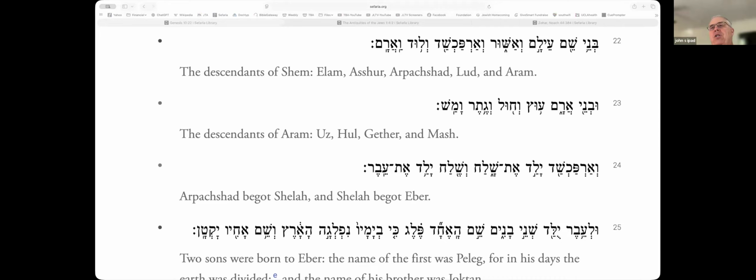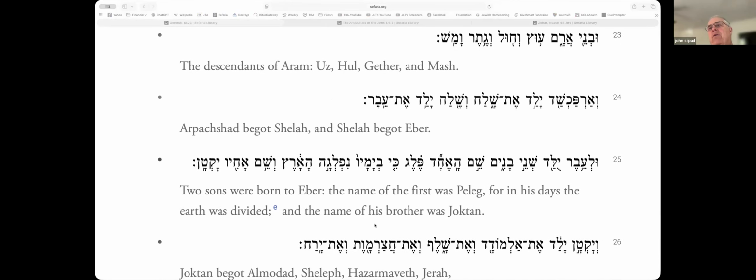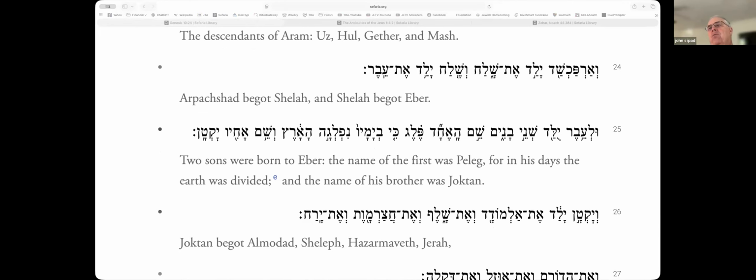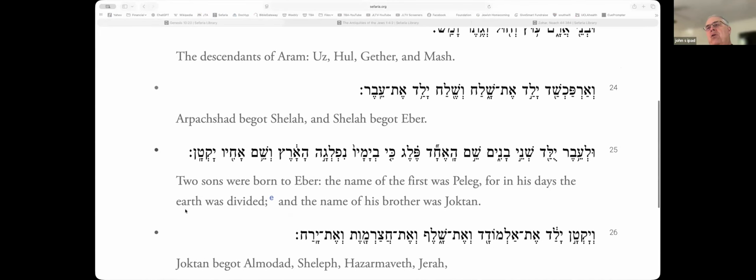Arpachshad begot Shelah, and Shelah begot Ever. Two sons were born to Ever. The name of the first was Peleg, for in his days the earth was divided, and the name of his brother was Yoktan.